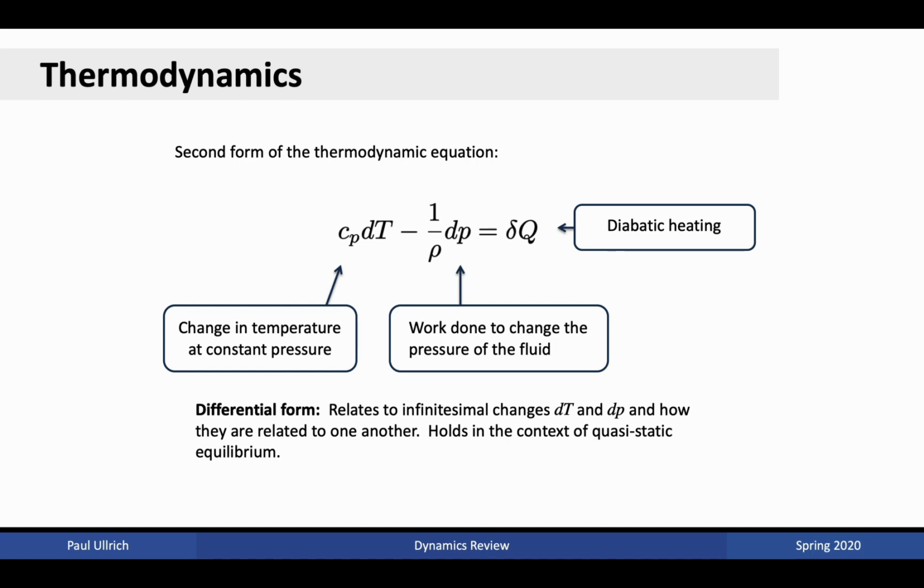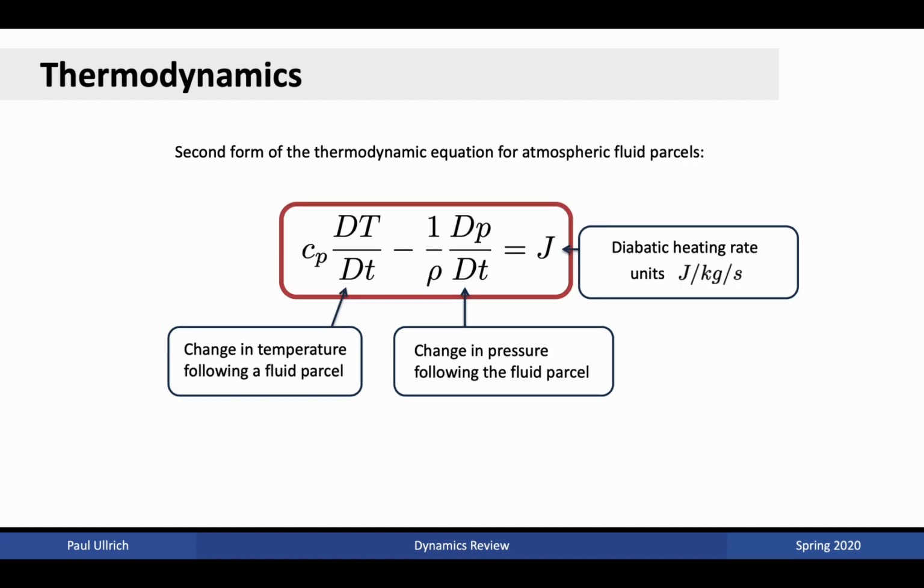So if we consider small fluid parcel movements in the context of quasi-static equilibrium, we can then take these terms as representing the change in the thermodynamic properties of a fluid parcel as it moves through the Lagrangian frame. Thus, we replace these differentials with material derivative terms. So now we obtain essentially the same equation, except here being in a much more useful form for analyzing atmospheric behavior. On the right-hand side, because we've divided through by our time rate of change, we need to replace the heating term with a heating rate, which has units of joules per kilogram per second.